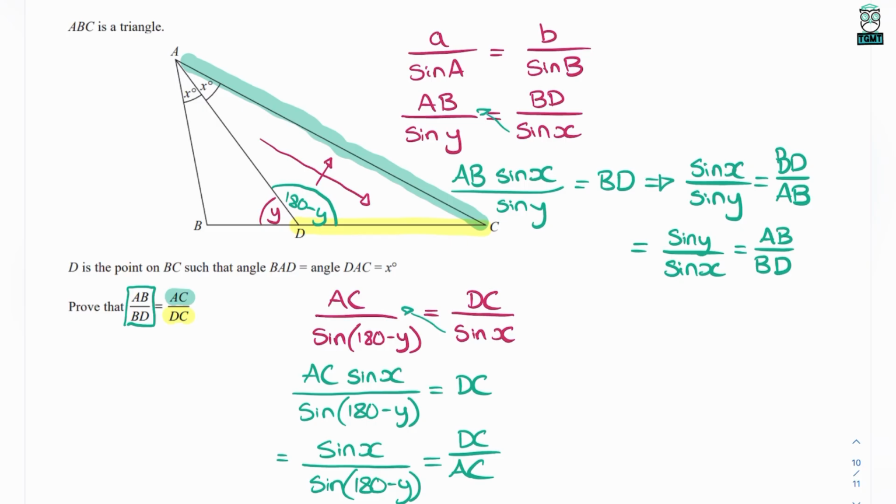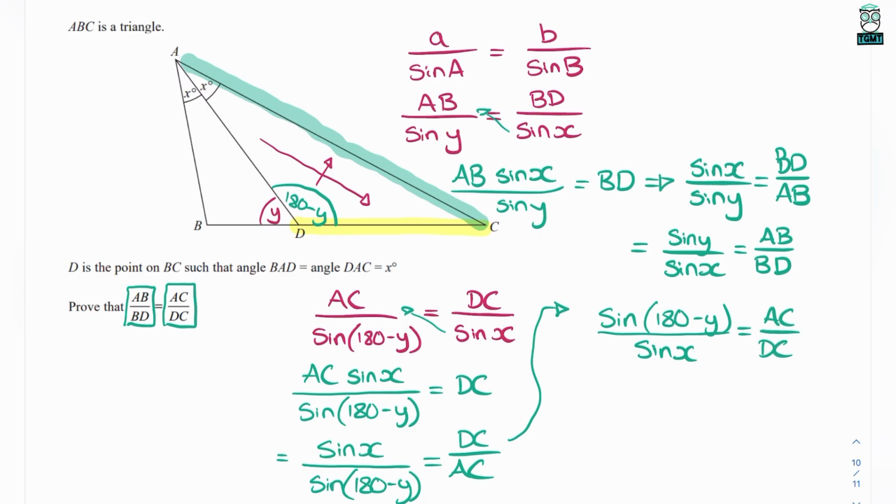Right, again, in our question, we want the AC on the top and the DC on the bottom. So if we want AC on the top, DC on the bottom, we want to flip them over again. So for this one, let's bring it up next to that one. We've got sine 180 minus y over sine x is equal to AC over DC. Right, so at the moment we've got our two fractions there. We've got AB over BD, which is equal to sine y over sine x. We have AC over DC, which is equal to sine 180 minus y over sine x.